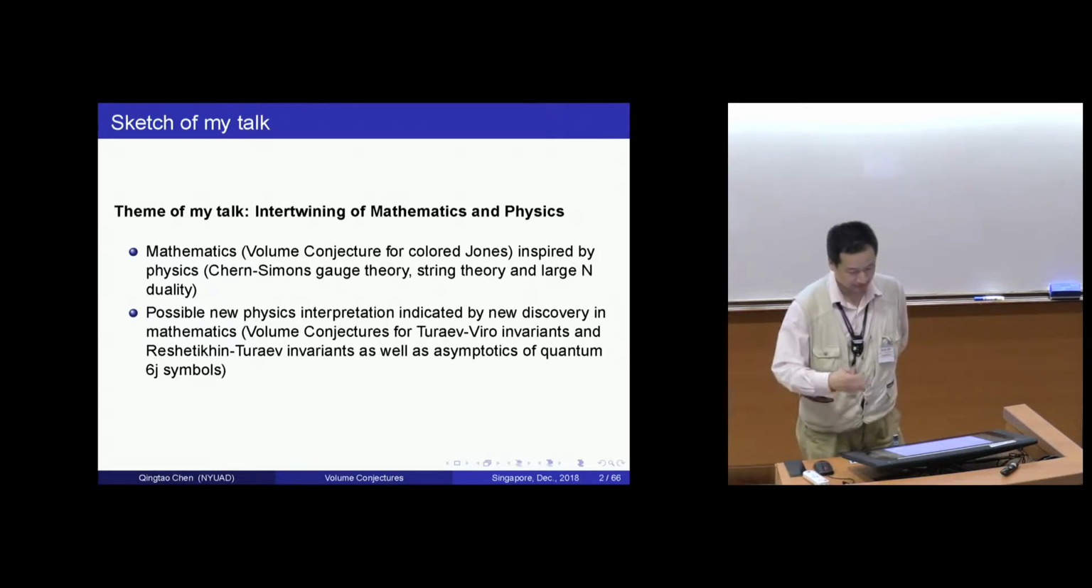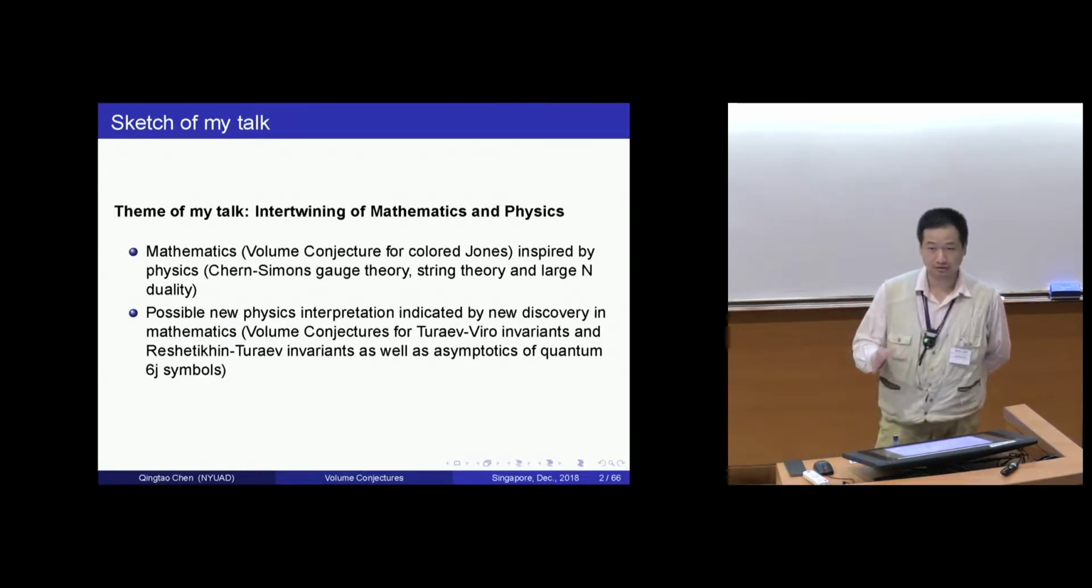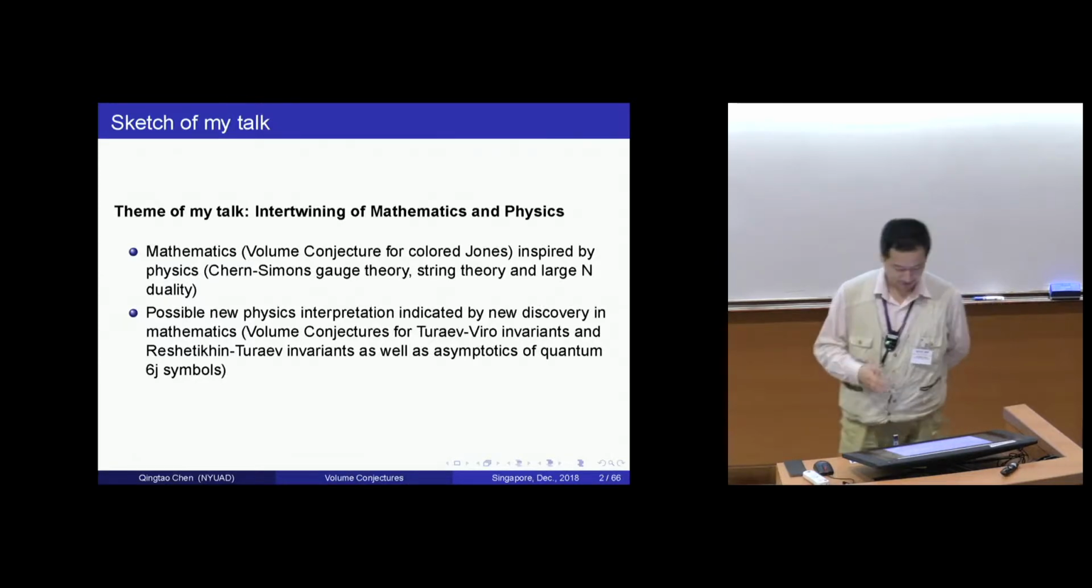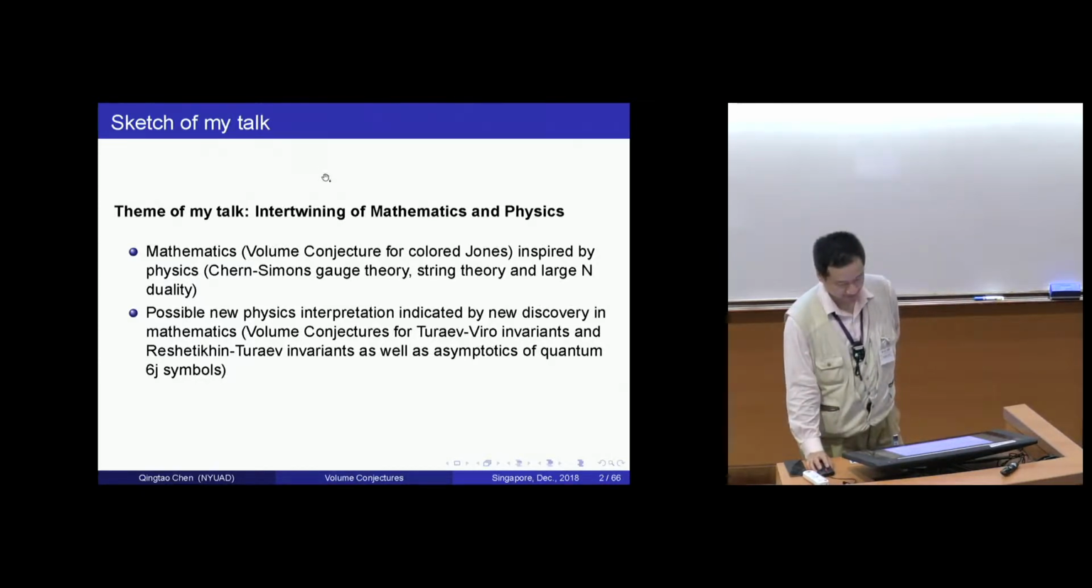Many people believe there should be some non-unitary physics theory corresponding to these Reshetikhin-Turaev invariants or Turaev-Viro invariants evaluated at q squared. So it should be a non-unitary theory, but nobody knows what this kind of theory should be. And so we think it can maybe indicate some new physics.